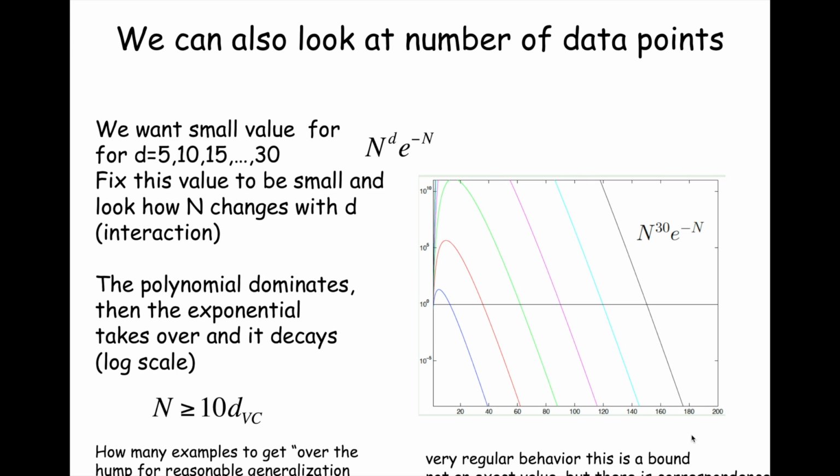But what you can see is that there is a direct correspondence between the number of data points you need to pay for the complexity, if you will, of your hypothesis set. So when you choose a hypothesis set, you can't just arbitrarily choose it. You choose a hypothesis set for which you have enough data points to pay for that complexity, and you can't get around that.